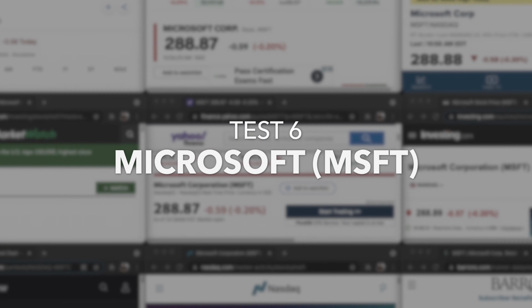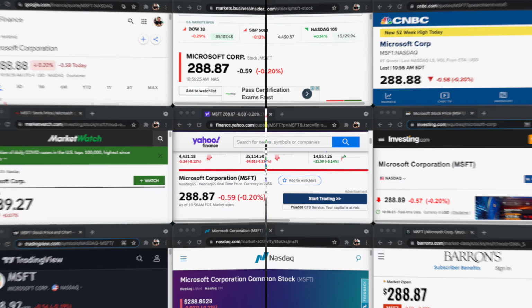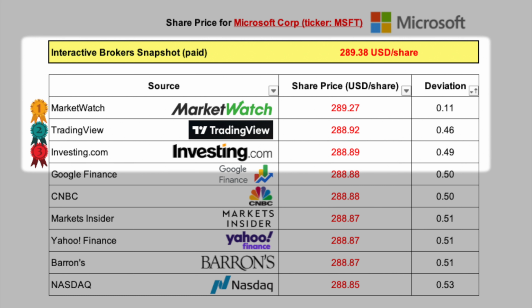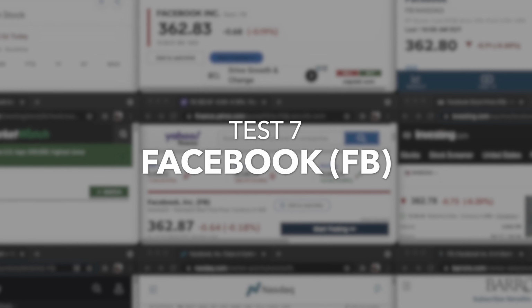The next test is on Microsoft. I've just slotted this in because it is also another tech giant with a 2 trillion market cap. Here's the result. MarketWatch stands at the first spot with only 11 cents deviation, followed by TradingView and Investing.com at the second and third spot respectively, though credit must be given to the remaining platforms as they are pretty close too. The next test is also on another mega cap tech giant, Facebook.